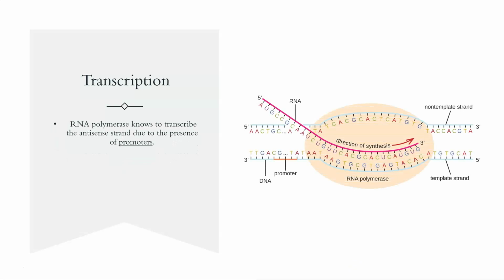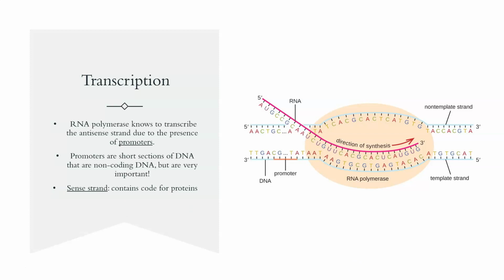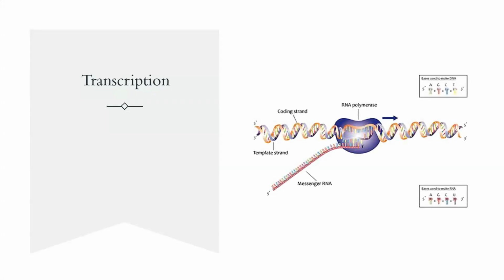Okay, so RNA polymerase knows to transcribe the antisense strand due to the presence of certain promoters. These are short sections of DNA that are non-coding DNA, but they're very, very important for this process. The sense strand contains the code for proteins. The antisense strand is transcribed into the mRNA, so it gives you a copy of that sense strand. It is always in the direction from the 5 to the 3 end.